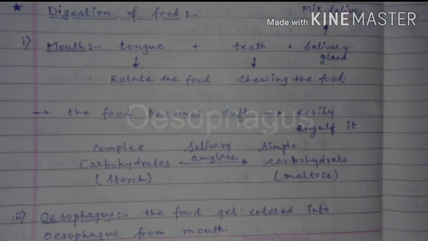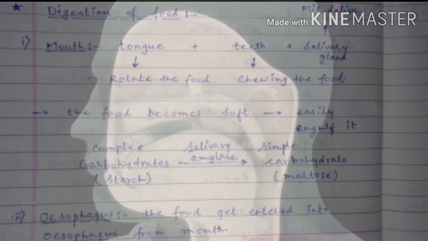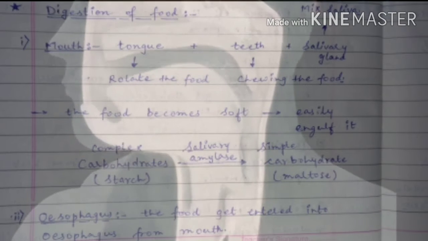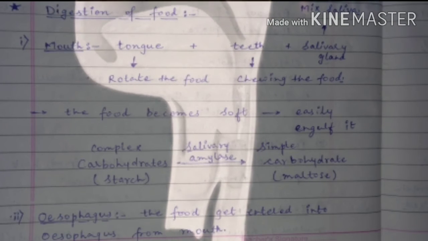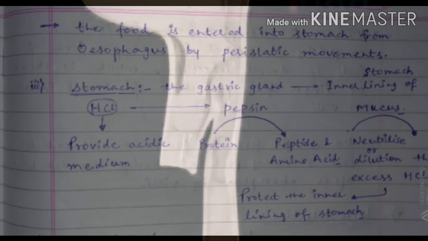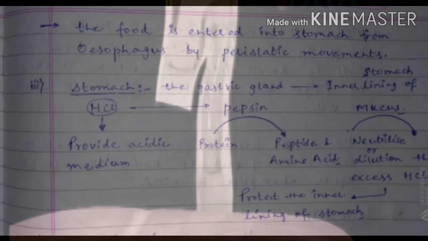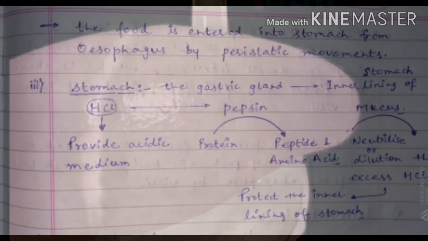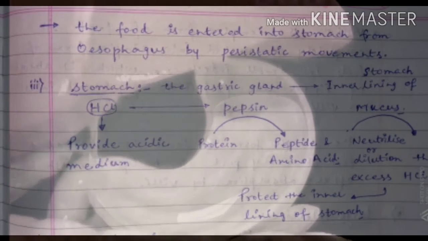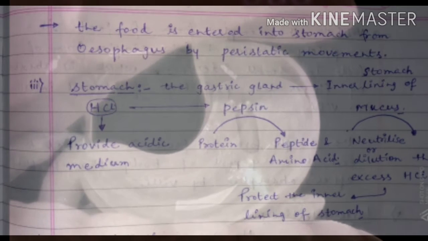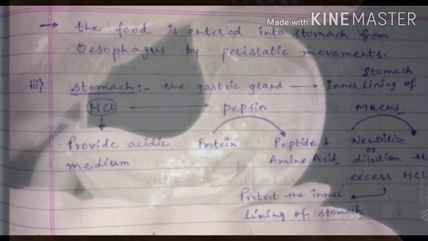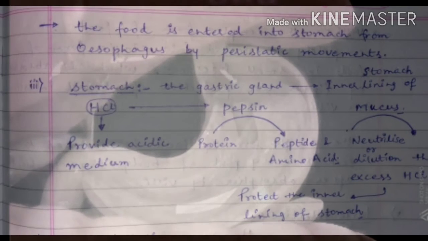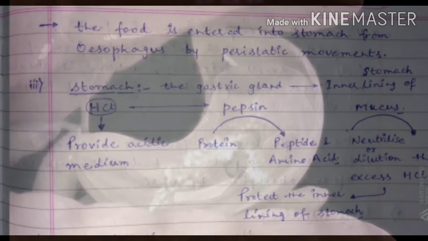Then from the mouth, food enters the esophagus. The esophagus is also known as the food pipe, which plays an important role in transferring food into the stomach. In the esophagus, peristaltic movement takes place. This is the forward and backward movement in the muscles of the esophagus so that the food reaches the stomach.